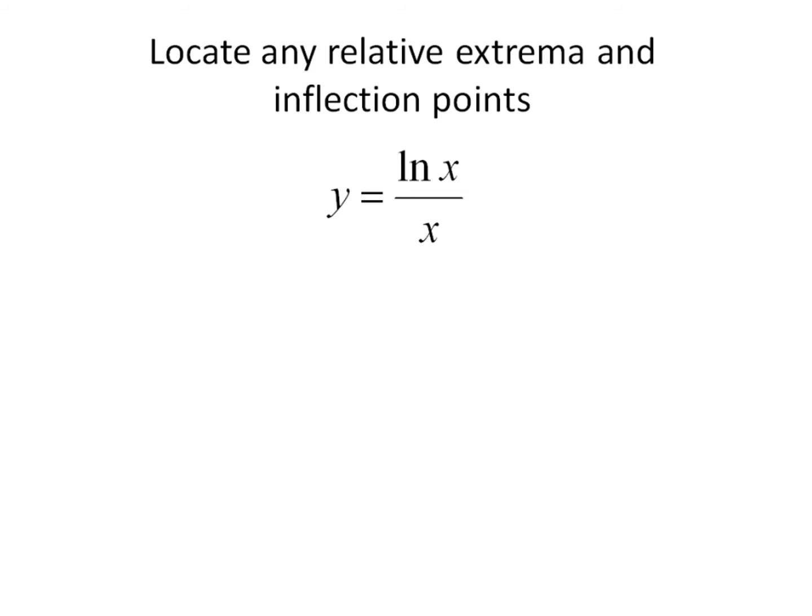Okay, so this one's a little bit more complicated. We have to locate any relative extrema and inflection points. So I'm going to start by locating the relative extrema. And we know that we do that first by finding the derivative and setting the derivative equal to 0. To find the derivative of this, I'm going to have to use quotient rule. And once I find the derivative, then I set the derivative equal to 0 to find my critical points.